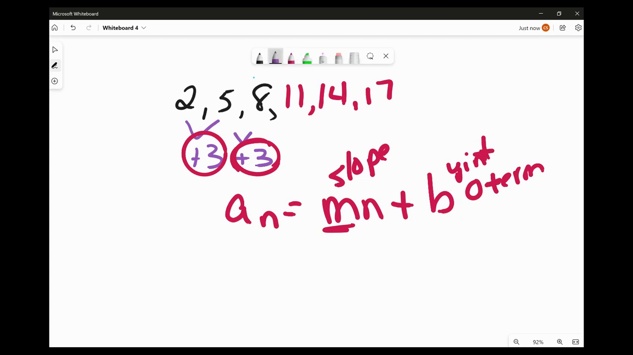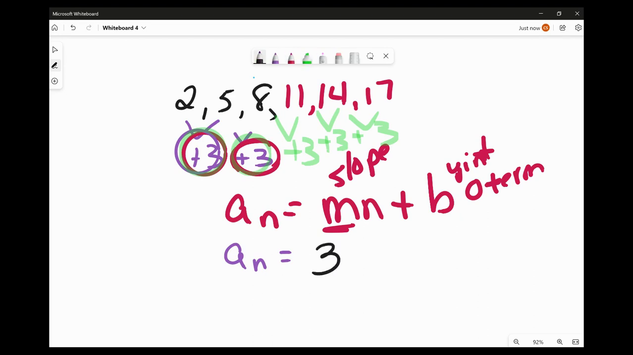It's pretty straightforward. If I want to find the nth term for this particular sequence, I'm going to find the slope, or how much it's changing by every time. If you take a look, it's changing by 3 every time, plus 3, plus 3, plus 3. That's what we call the common difference. So we're going to plug that in right here for m, the common difference, and multiply that times n.